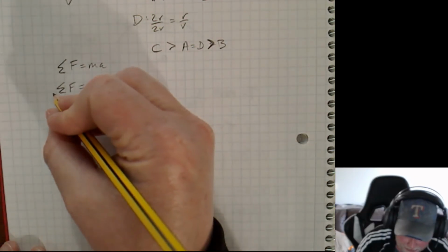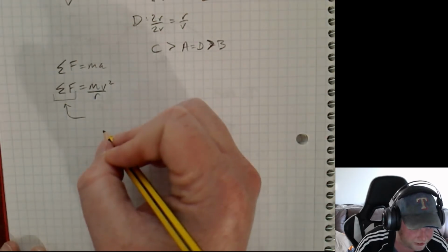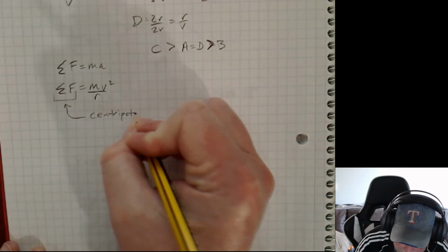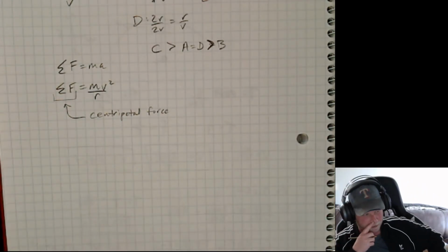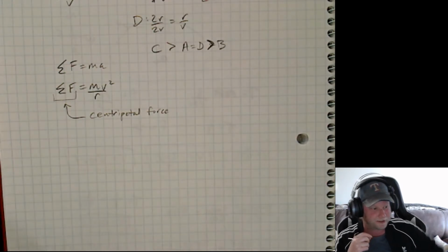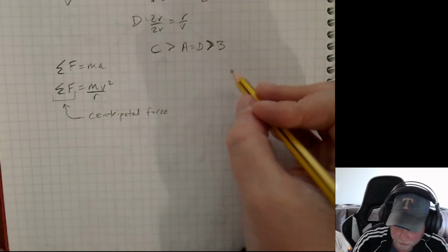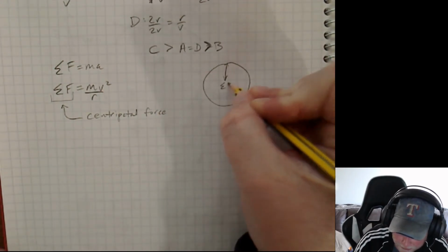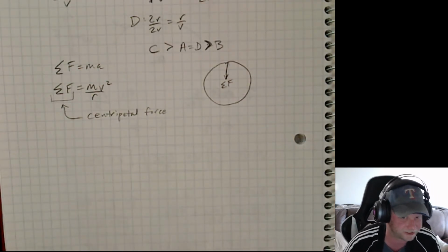Now, this net force, we're going to give a very specific name to, and that's going to be the centripetal force. Now, again, think back to what we said centripetal meant in Latin. Centripetal means center seeking. So if you're looking at something moving in a circular path, the centripetal force is always a force that's directed towards the center of a circle.